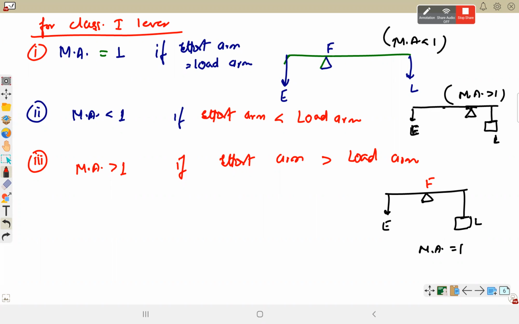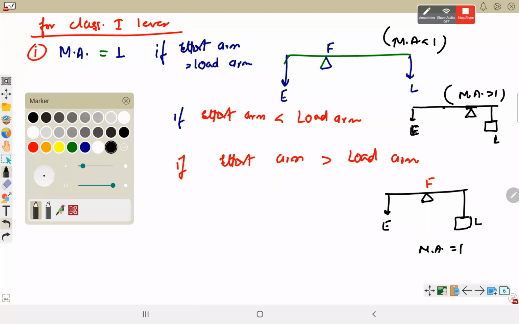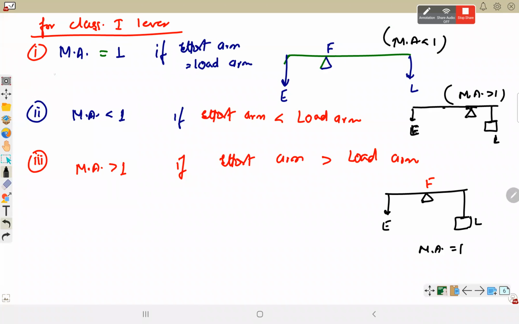Right? If mechanical advantage is greater than 1 and it is an ideal machine, for an ideal lever, the velocity ratio will also be equal to 1. If mechanical advantage is less than 1, the velocity ratio will also be less than 1, and if greater than 1, greater than 1, because their ratio is constant. So a class 1 lever can have any value.